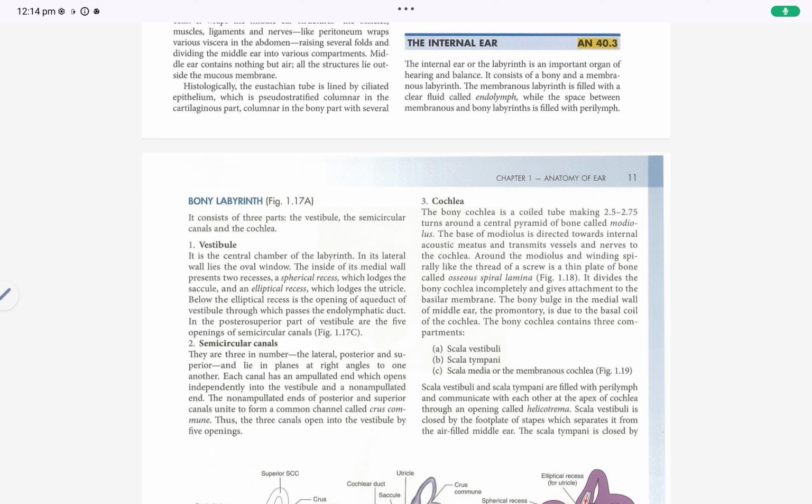Diseases of Ear, Nose, and Throat, and Head and Neck Surgery by P.L. Dhingra.